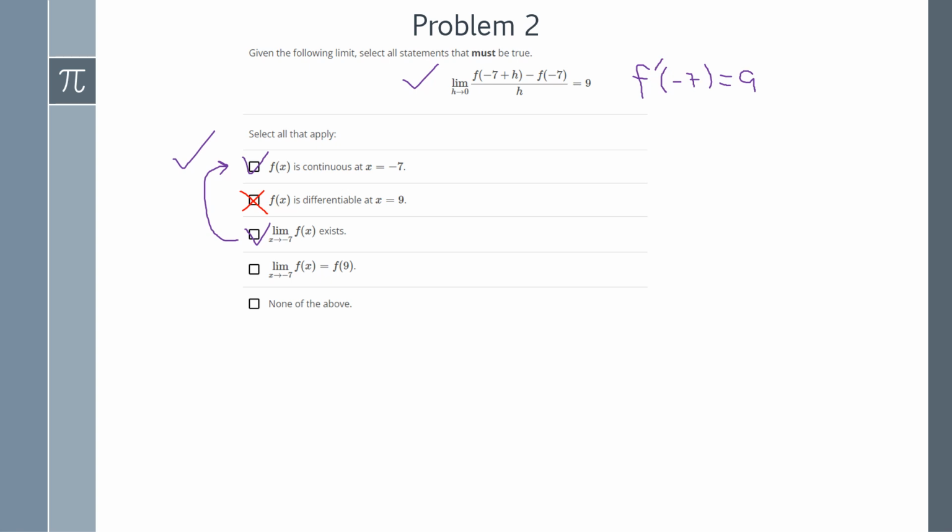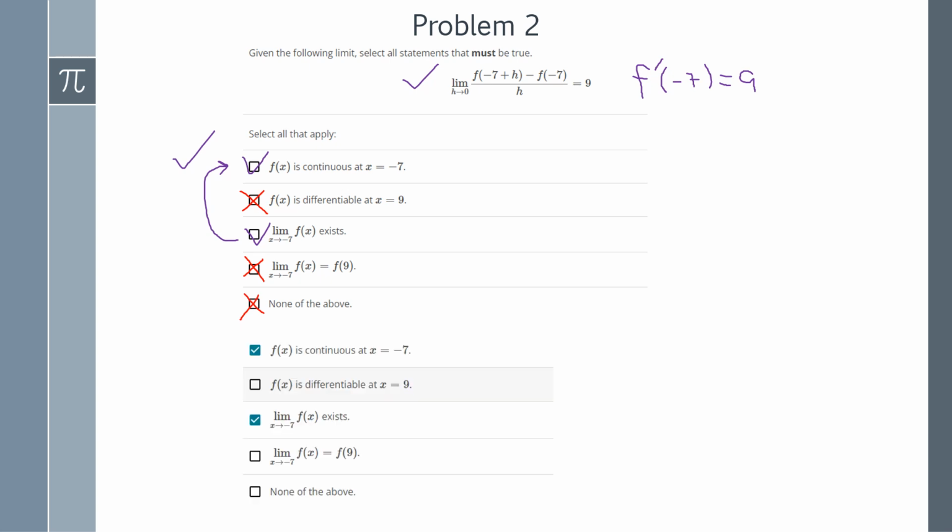The limit as x goes to -7 of f of x is equal to f of 9. We cannot say that. This might or might not be true, but we can't say that for sure. We just know that that limit does exist. We cannot tell from the information that's given to us what it must be equal to. So that's one of the statements that we're not going to select. And of course, none of the above is also not something we will be selecting. So in this case, you would select statement 1 and statement 3.